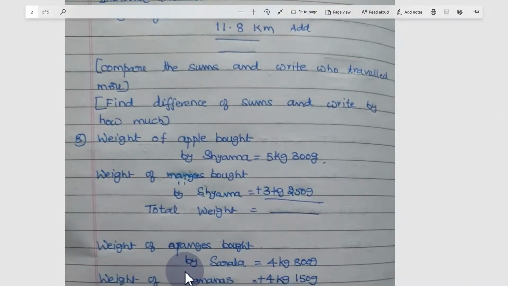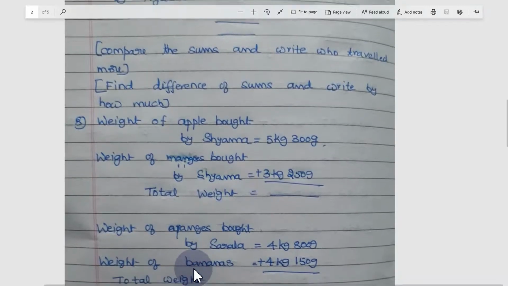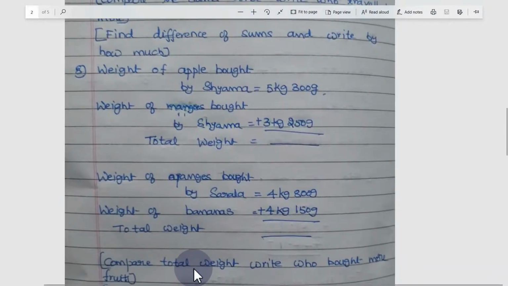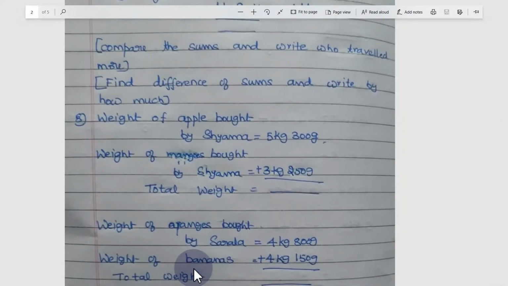Shama and Sarala bought fruits from a shop, and you have to find out who bought more fruits. So to find who bought more, you first have to find the total weight of the fruits. Shama bought apples 5 kg 300 gram and mangoes 3 kg 250 gram. Add these two, and we'll get the total weight.